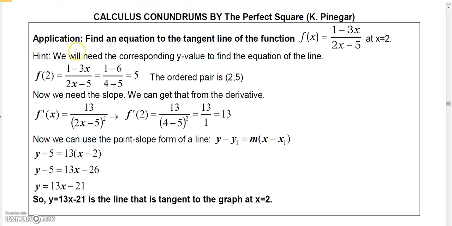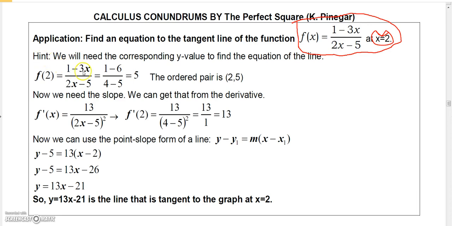This is an application. It says find an equation of the tangent line of this function at x equals 2. Now, first of all, if we want the equation of the tangent line, then we need to find the corresponding y value for the function at x equals 2. And that's pretty easy to do. Let's just plug 2 into this function.